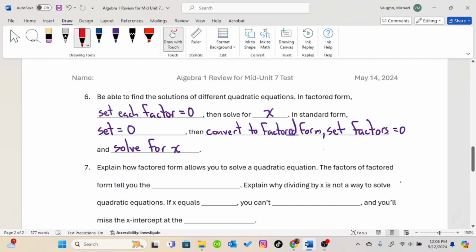Explain how factored form allows you to solve a quadratic equation. The factors of factored form tell you the x-intercepts.